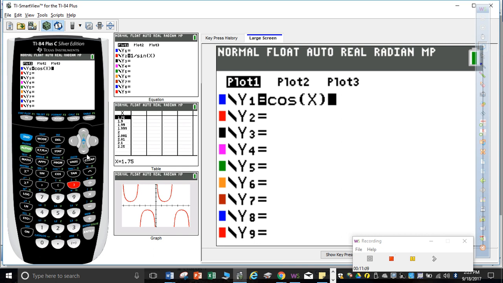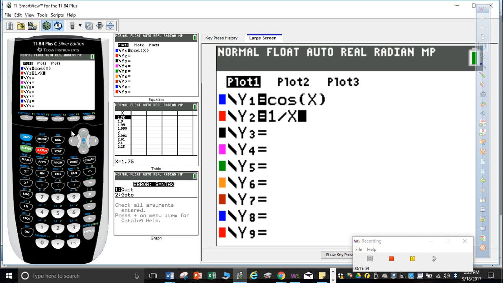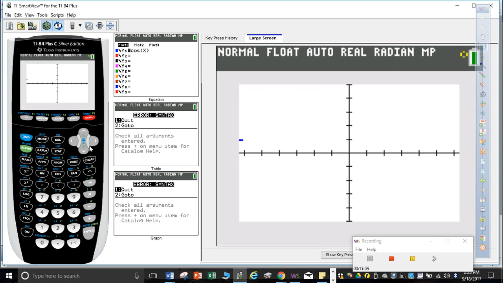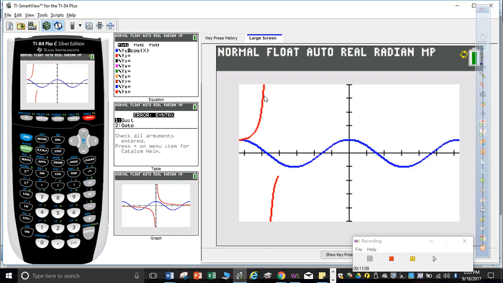Let's take a quick look going back to look at cosine. And secant will be 1 over cosine. So there it's graphing cosine for us. And this is what secant will look like. So see the same thing we had on our paper, kind of that half U shape will just look like that on the edge.